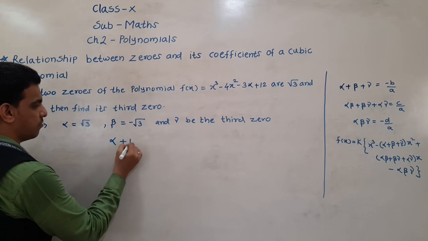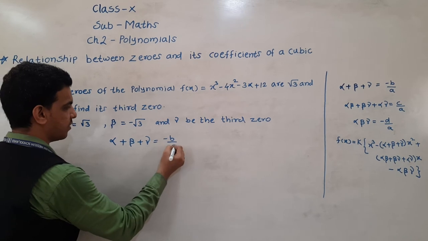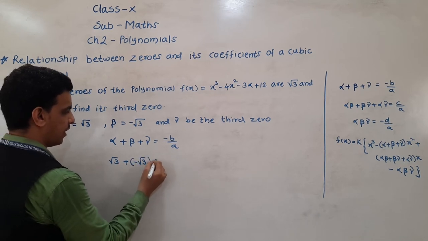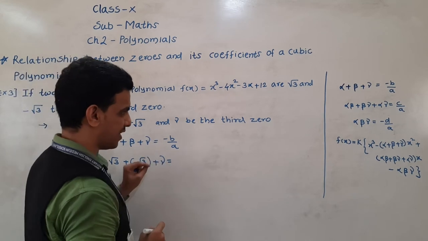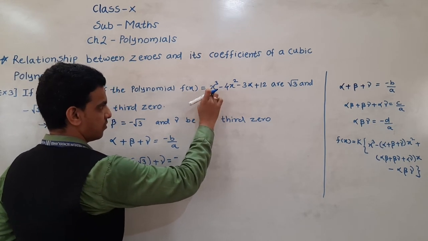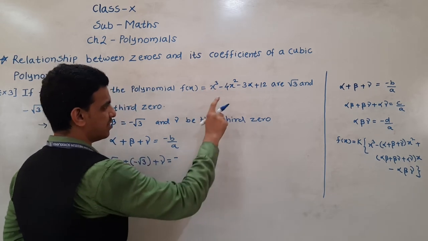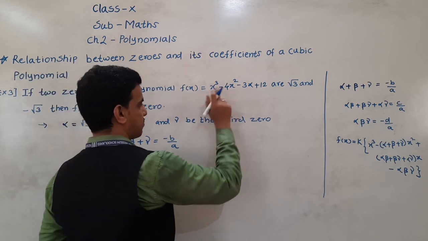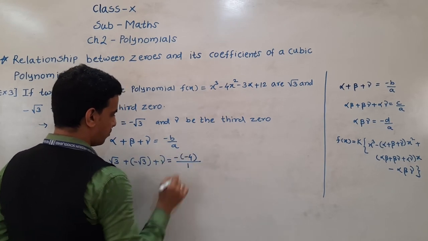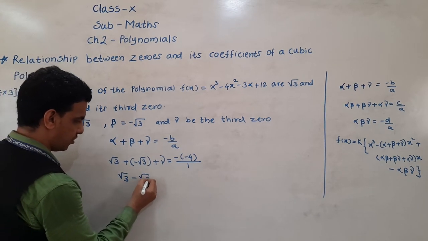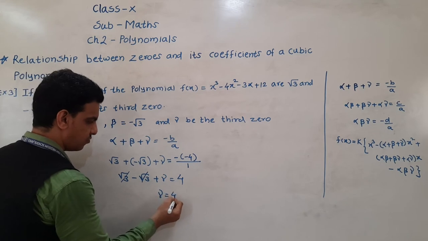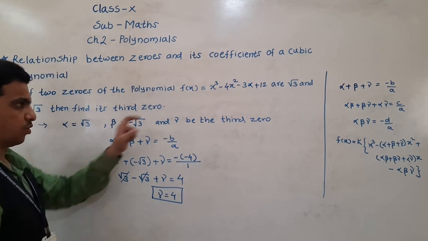Okay, so alpha plus beta plus gamma is equal to minus b by a. Alpha is equal to root 3, beta is equal to minus root 3, and we have to find gamma. So gamma is equal to minus b by a. Here we know that the value of a is 1, so a is the coefficient of x cube, b is the coefficient of x square, so here the coefficient of x square is minus 4, so the value of b is minus 4, divided by a, that is the coefficient of x cube, which is 1. So root 3 minus root 3 plus gamma is equal to 4, so root 3 minus root 3 will get cancelled, so gamma is equal to 4, so the third zero of this polynomial is 4.